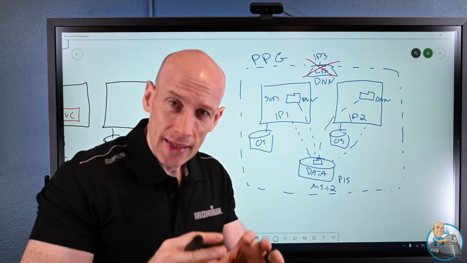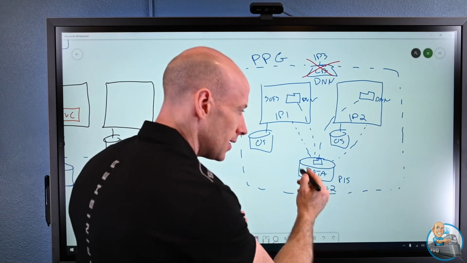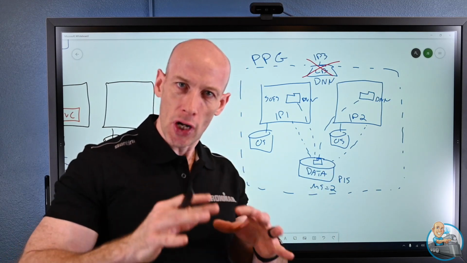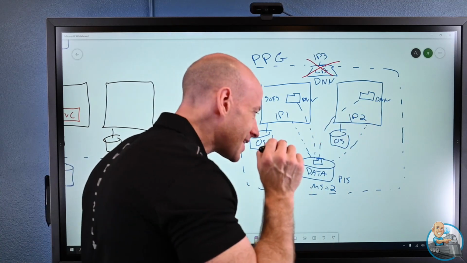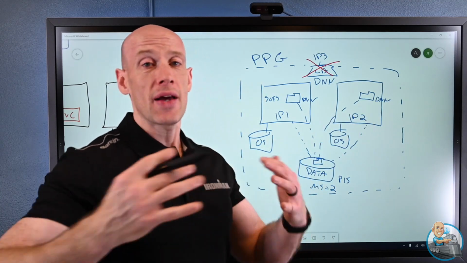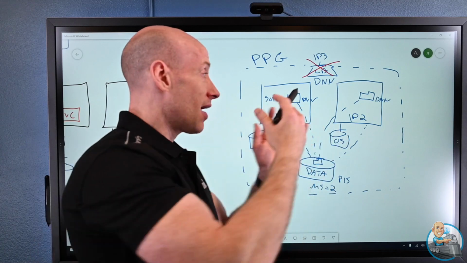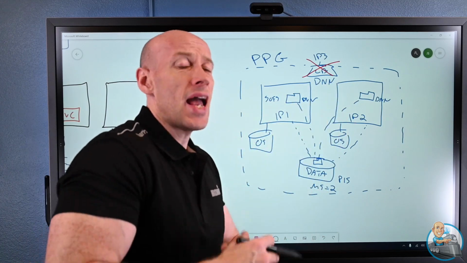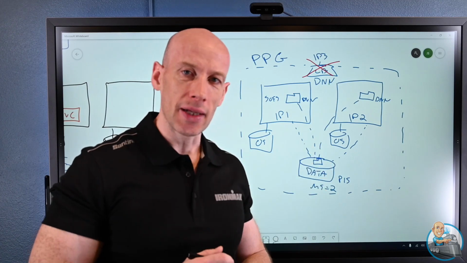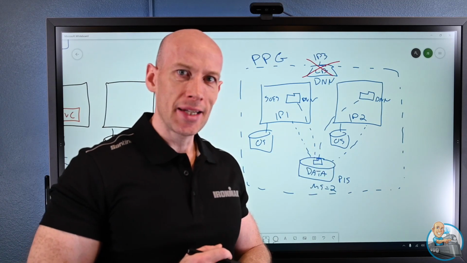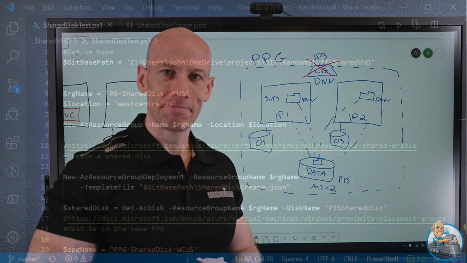But the data, that shared disk, is that managed disk. And so for the first time, we're going to have multiple virtual machines connecting to the same managed disk. So SQL FCI could use this. Again, my scale-out file server could use this. Anything that needs a shared disk, I'm going to be able to use this capability. So let's go and see this in action.